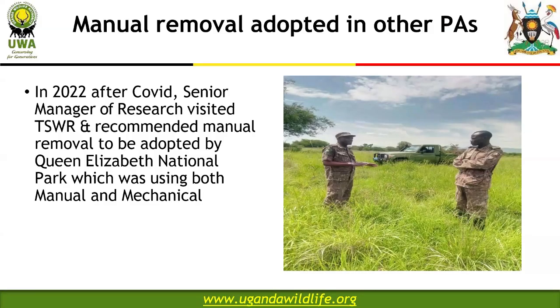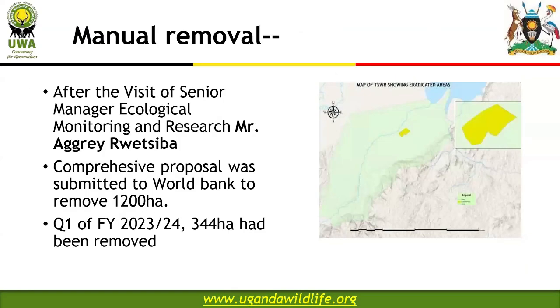So when he came, he said, at least you people are doing a good job. So from here, we can roll out manual, because we had done a big area and the results were being seen. So this is him who had come to visit us, and he recommended that across the entire UWA estates, for now, we need to adopt manual removal. You follow the tree, you just target what you want to remove.